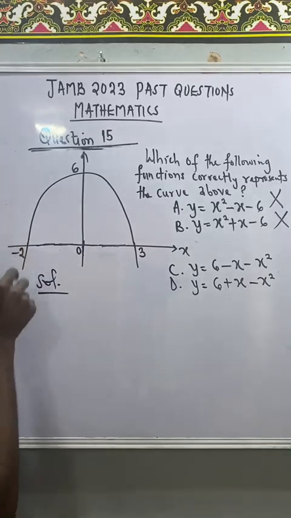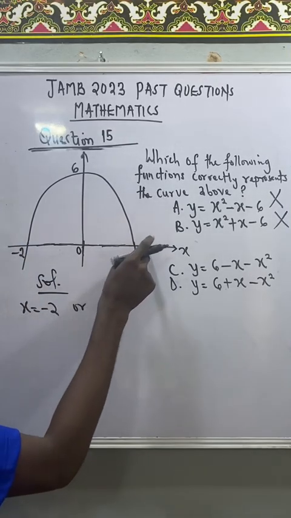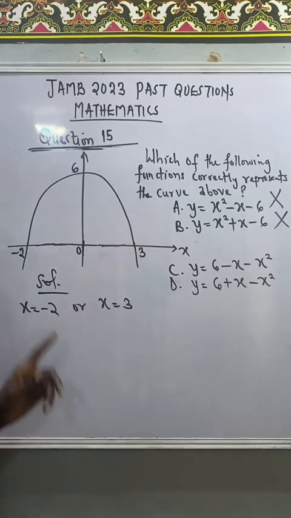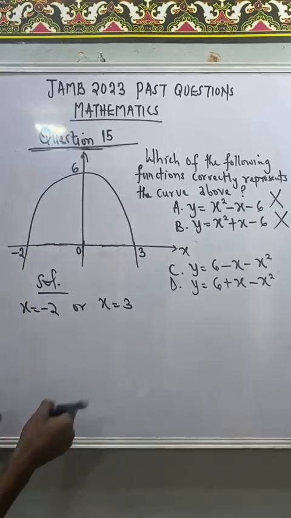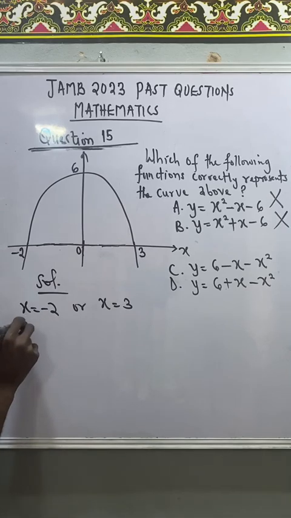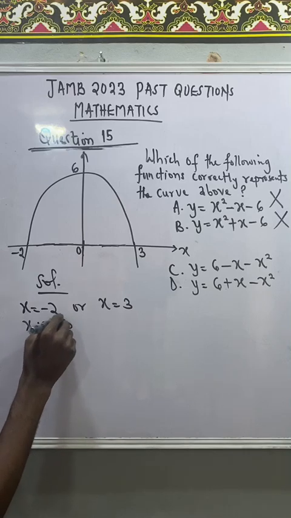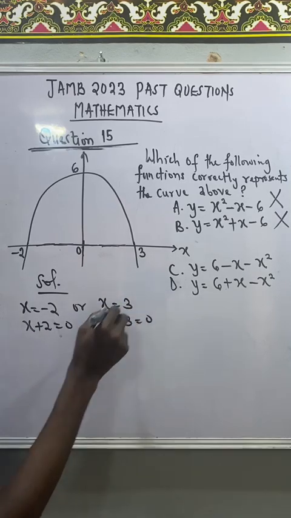So, for the first root, x will be equal to minus 2, or the second one, x equal to 3. These are the two places where the graph is cutting across the x-axis. How do we now know the equation that produces these two roots? We move this to the other side. That gives me x plus 2 equal to 0, or x minus 3 equal to 0.